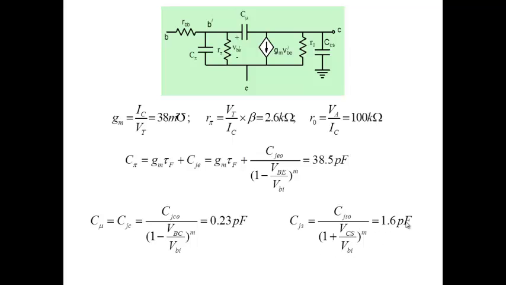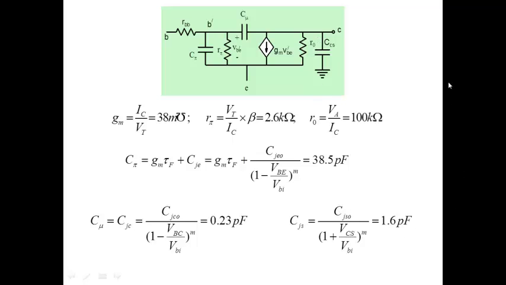So what these are illustrating are typical values of small signal parameters. You see here GM, R pi, R0. Note the values here. R pi is typically, if you bias it at around a milliampere, 2.6 kilo ohm, R0 is 100K. Look at the values of the capacitance. C pi is much larger, 38.5 picofarad, as compared to C mu, which is only 0.2 picofarad. And this one, of course, is 1.6 picofarad.